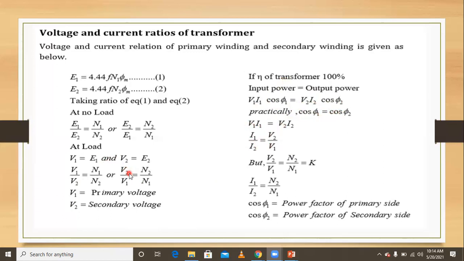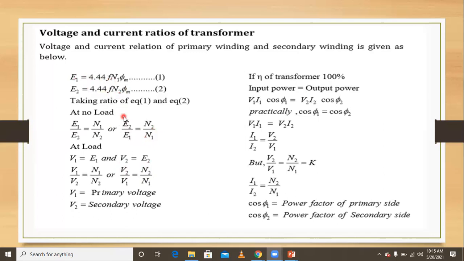The number of turns is proportional to the voltage. Here voltage is proportional to the number of turns. So when the number of turns increases, the voltage also increases. Right? So E2 is proportional to N2, and E1 is proportional to N1.